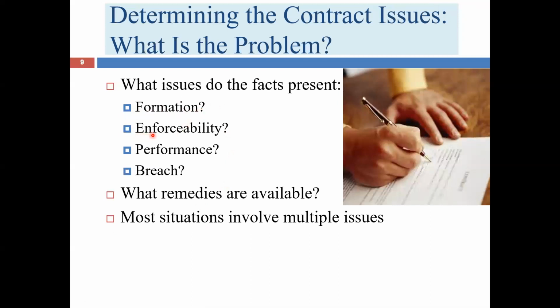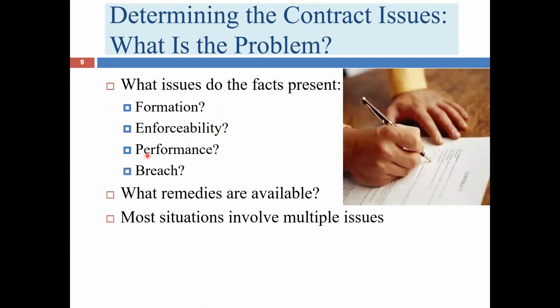Another issue might be, is the contract enforceable? And you can see there's some overlap here, because if I say the contract is unlawful in some sense, well, then it probably isn't going to be enforceable. That's also related to formation. Even if one party, say, was a minor at the time, that relates to formation, but it also relates to enforceability. So these two are oftentimes closely related to one another.